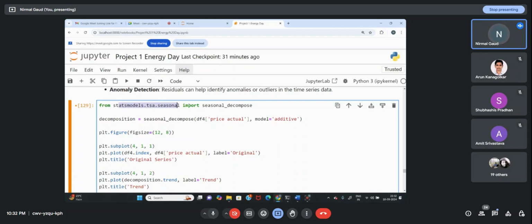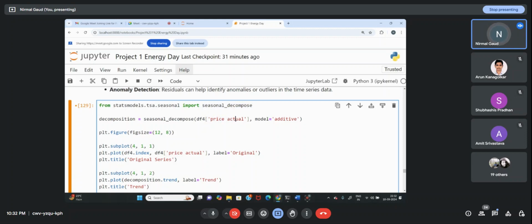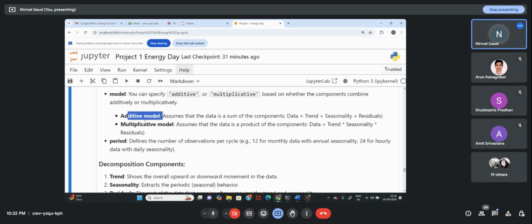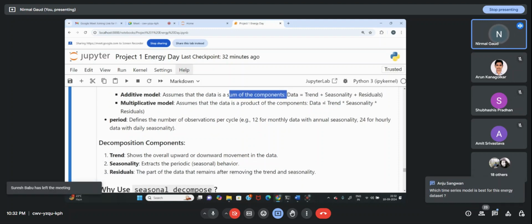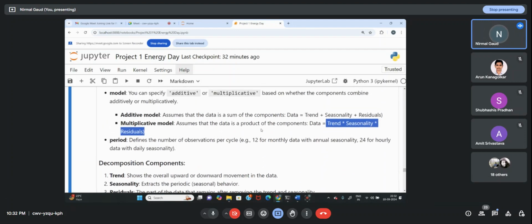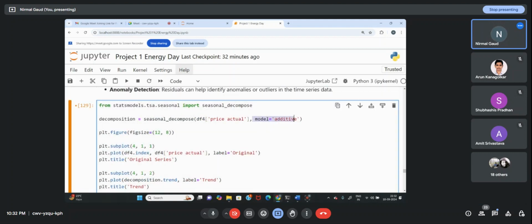So I'm taking seasonal decompose and I am taking my price, and the model which I am taking is additive. We have two types of models: one is additive, one is multiplicative. The additive model assumes the sum of the components. The multiplicative model comprises the multiplication of the components. Here I am taking the additive model, the sum of the components. And here I want to decompose this price. What is the trend in it? What is the seasonality in it?